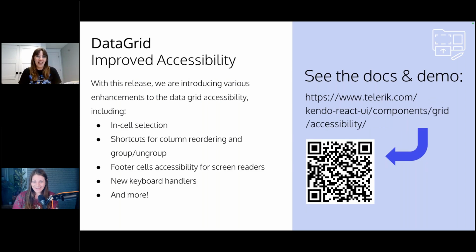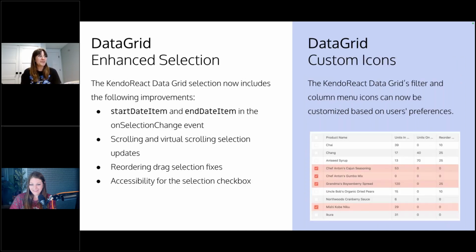Our DataGrid and actually several of our components have improved accessibility in this release. Specifically with the DataGrid, we have in-cell selection, shortcuts for column reordering, footer cell accessibility with screen readers, new keyboard handlers, and a few more. So if you want the deep dive on that, go ahead and check out the docs here. I've linked them via QR code. We also have some enhanced selection happening in our DataGrid as well as custom icons. So you can go ahead and check those out.